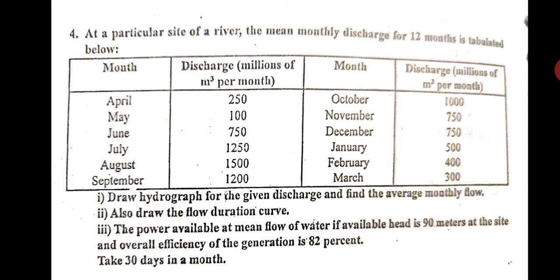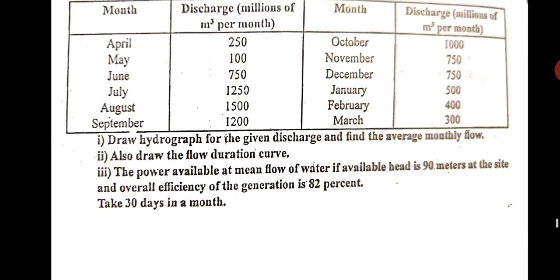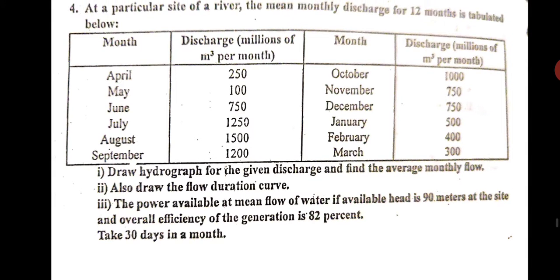Draw hydrograph for the given discharge and find the average monthly flow. So first he has to draw the hydrograph and then find out the average monthly flow. Second, draw the flow duration curve. And third, the power available at the mean flow of water if the available head is 90 meters. The overall efficiency of the plant is 82%, and take 30 days in a month.